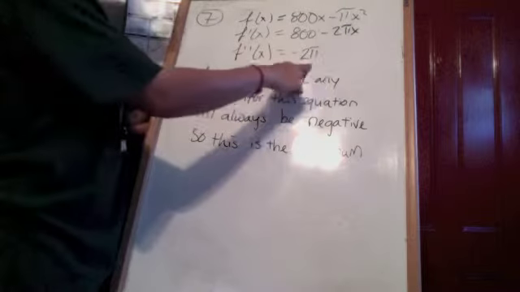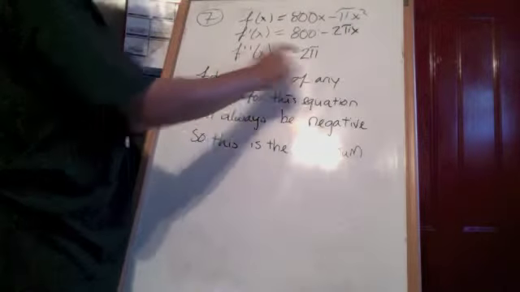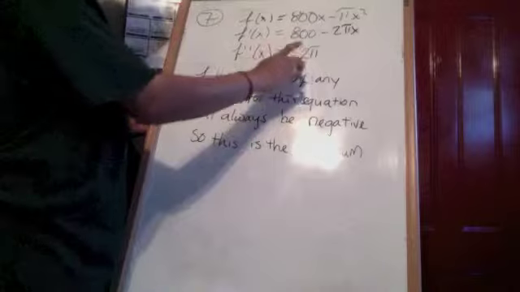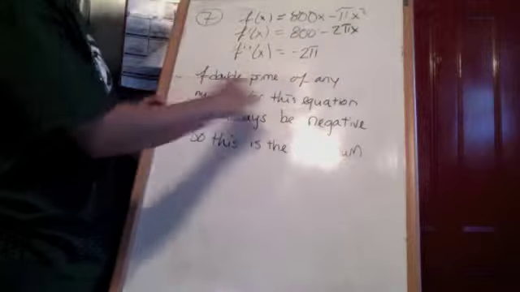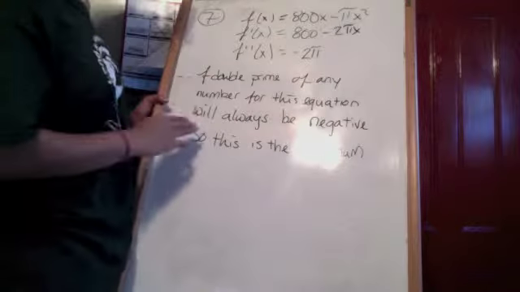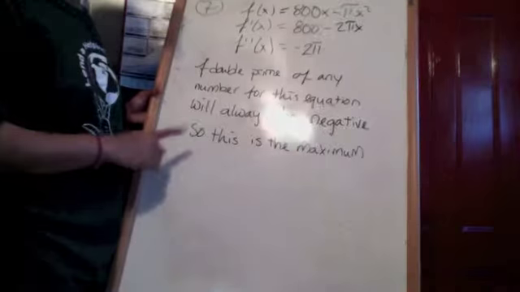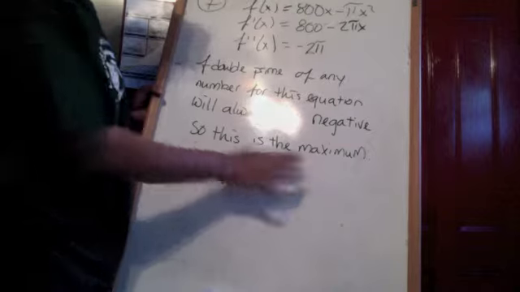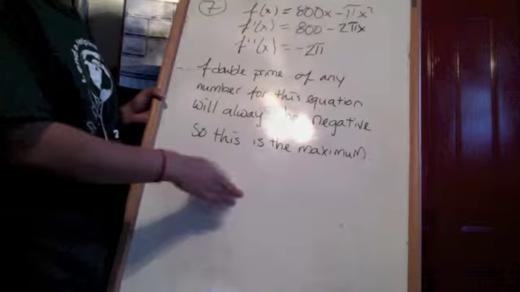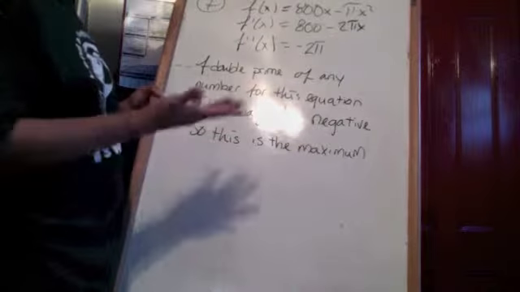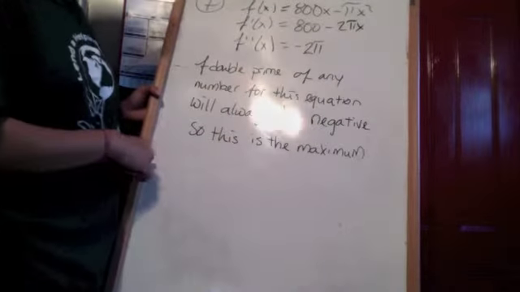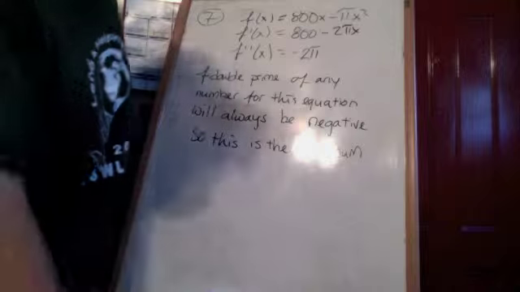Now, the f double prime of any number in this solution will always be negative 2 pi, so that means it will always be negative. That in turn, I'm sorry you can't read it, means that the solution is a maximum, that this will always be the maximum. This makes sense because the values that we got are L equals 0 and x equals 400 over pi.